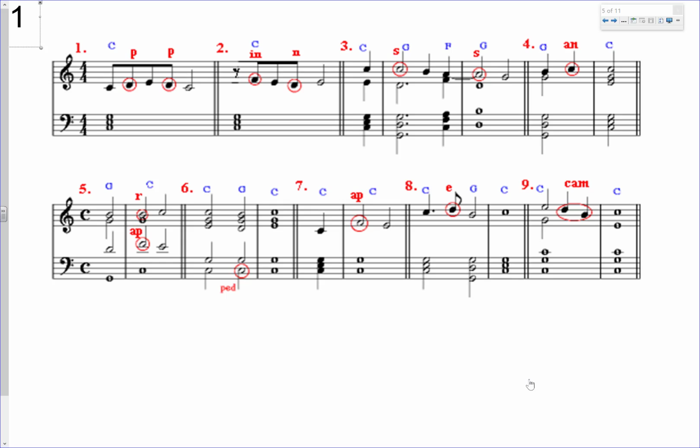So, measure 7, we have the appoggiatura, which in this case is approached by a leap and resolves stepwise down. And remember that appoggiaturas typically occur on the beat. Here is measure 7. One more time.